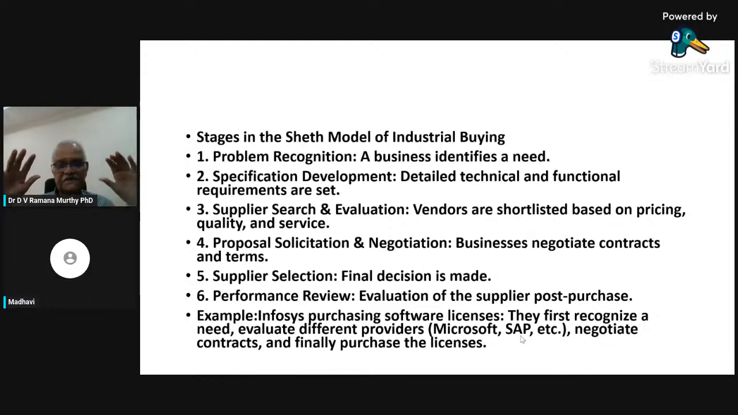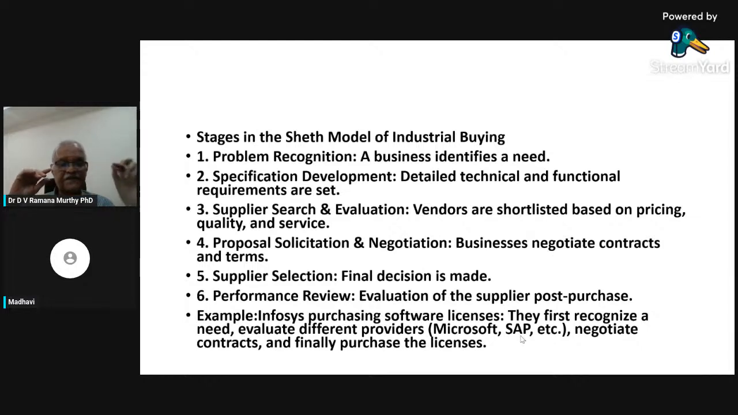After negotiation, if favorable things happen, fifth, supplier selection. Now the final decision is made to pick a supplier, and then the supplier will be supplying, and you'll be continuously receiving the supplies based on your requirement and all.